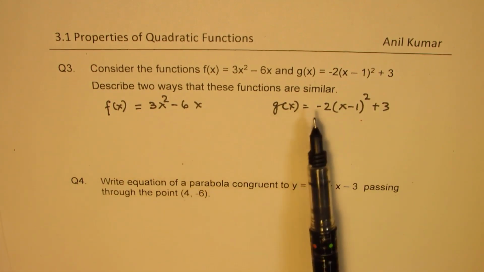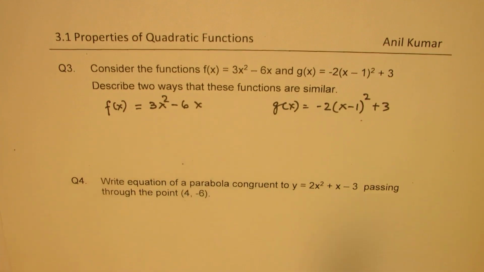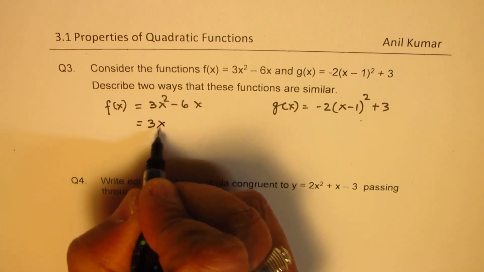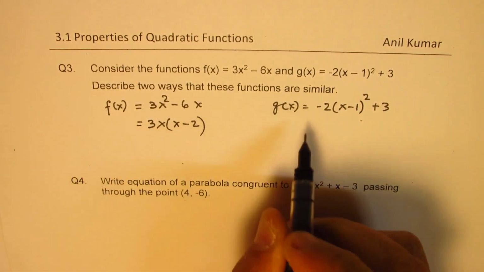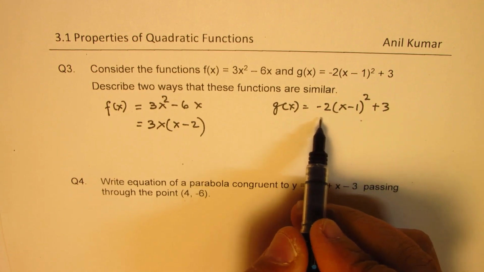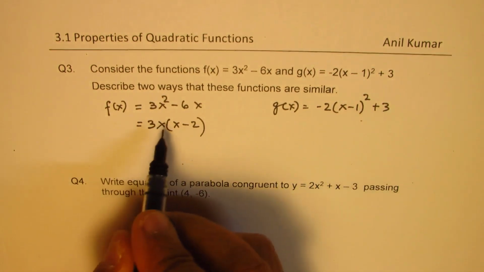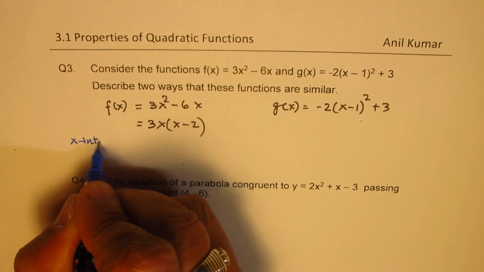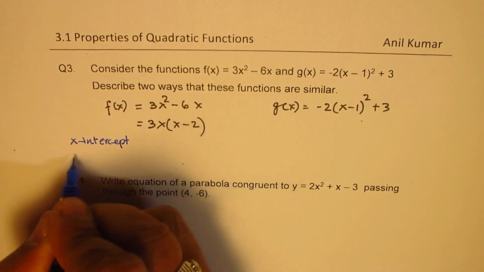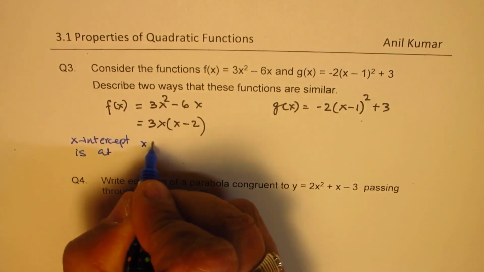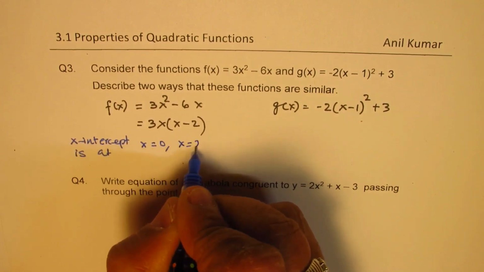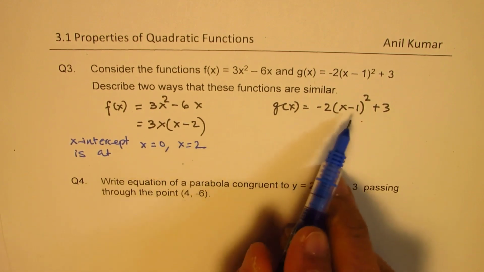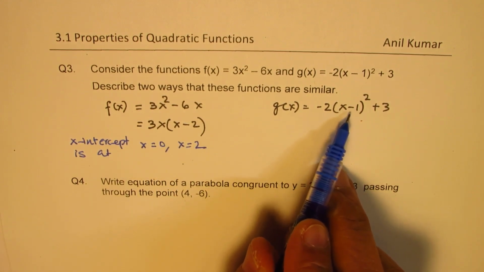Well, this opens down, that opens up, so clearly there is no easy way to figure it out. Let's factor this. So if I factor, I get 3x times (x minus 2). And here we have -2 times (x minus 1) whole squared plus 3. Now from here, it is clear that the x-intercepts are at x equals 0 and x equals 2, right? So when you see that, then the axis is at 1, right? So that makes some sense. So we have the axis at 1.